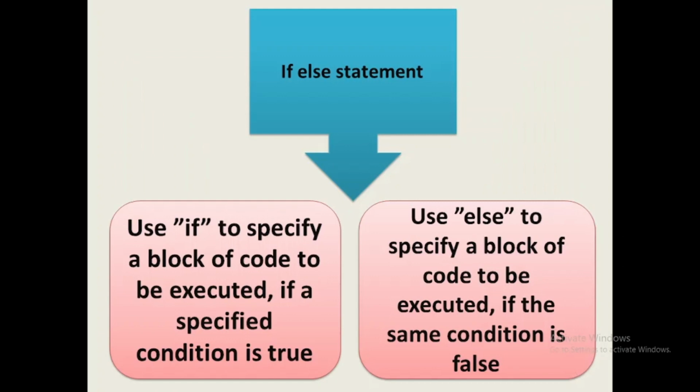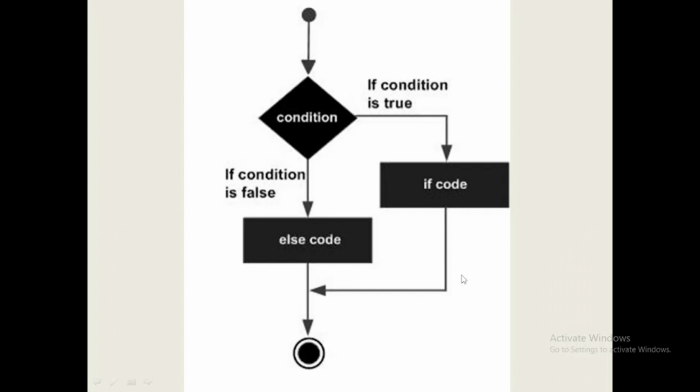Basically, as its name shows, it consists of two parts. If is the first part and else is the second part. If is used to specify a block of code to be executed if the specified condition is true, and else is used to specify a block of code to be executed if the same condition is false. If the specified condition is true, then the if block will be executed. But if the same condition is false, then the else block will be executed. This is basically the workflow of the if-else statement.